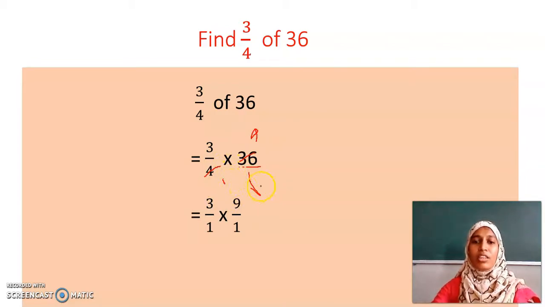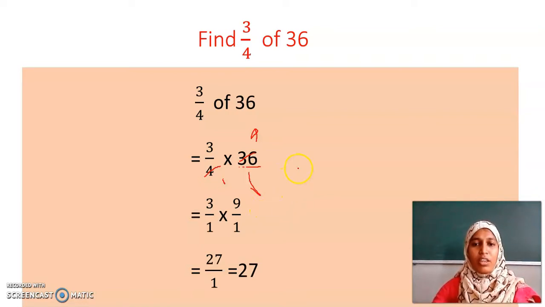Okay, my dear children, this is another way. If you have the option to cancel, only then can you cancel. If I have the number 7 here, is 36 divisible by 7? No. Then I cannot cancel. I have to multiply and go in for the usual method. So the answer for this is 27.